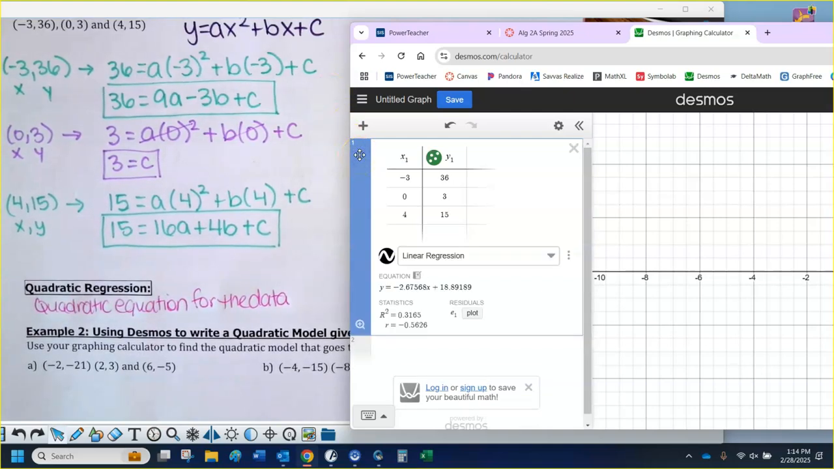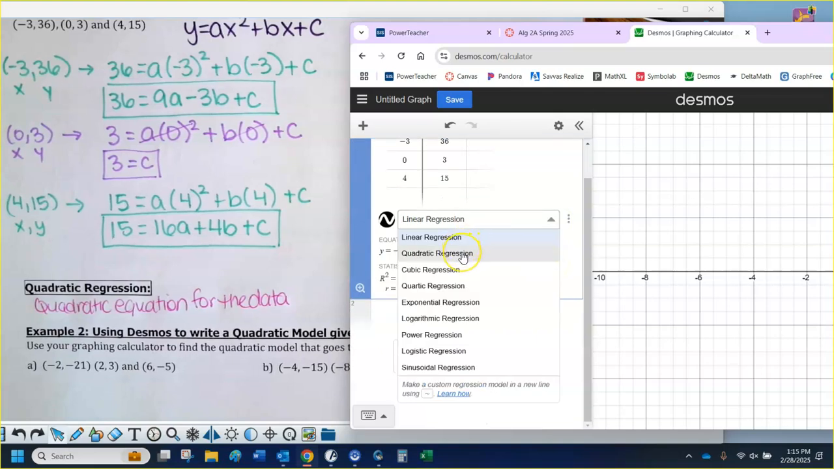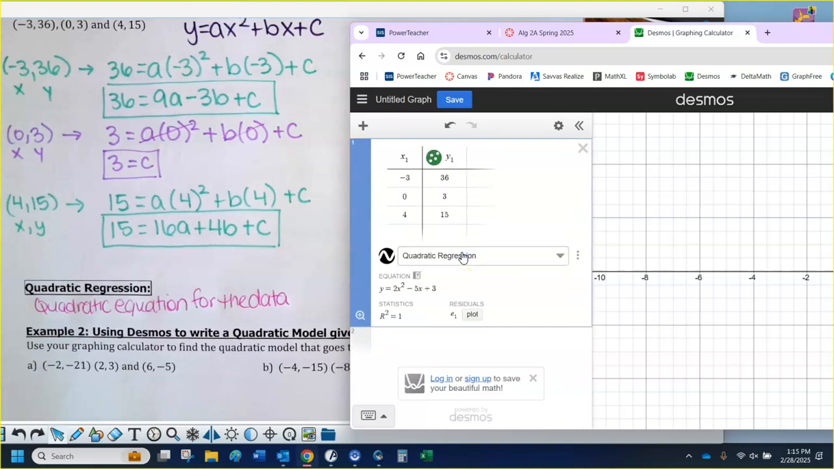Okay. Now, the computer program here is defaulted to start with what we call linear regression, which is just the equation of a line. We are working with quadratics. So just click this little drop-down menu here and pick quadratic regression. And that will tell you right underneath here the equation that goes through those 3 points.